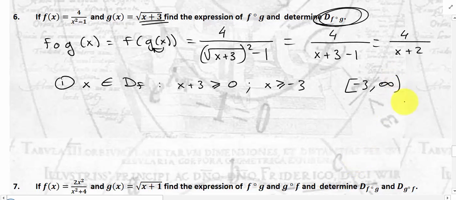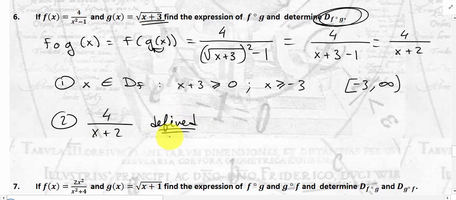Right here. But then what happens there? The second thing is just look at the expression 4 over x plus 2, and you've got to make sure it's defined. Now just this, okay? You just need to look at this expression. This is defined when? Defined if x plus 2 is not 0. So if x is not negative 2, okay?